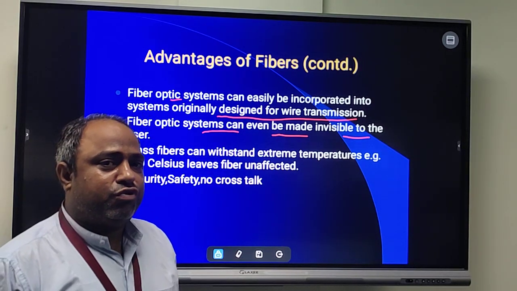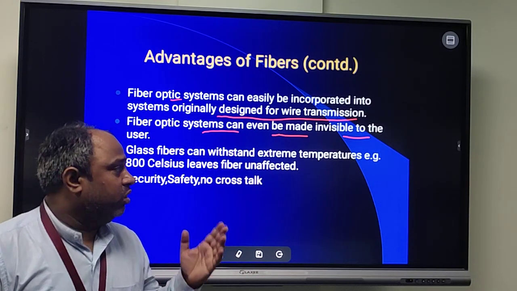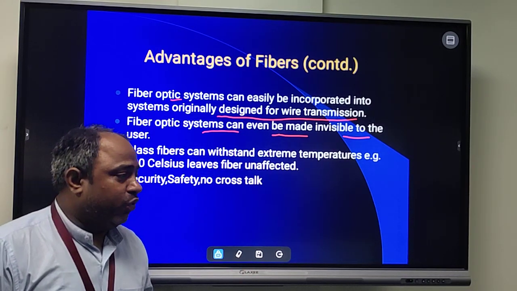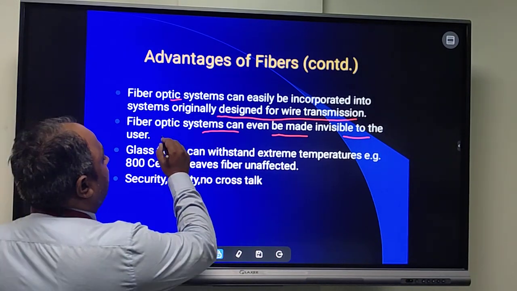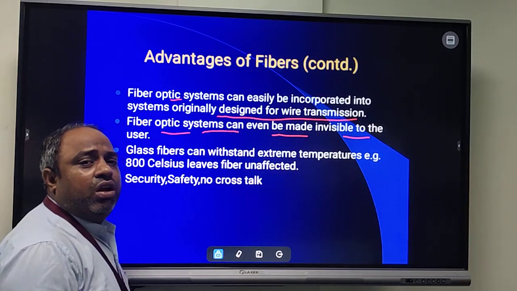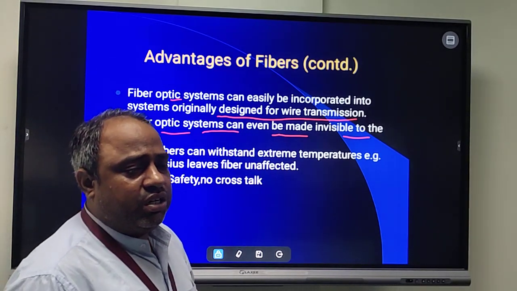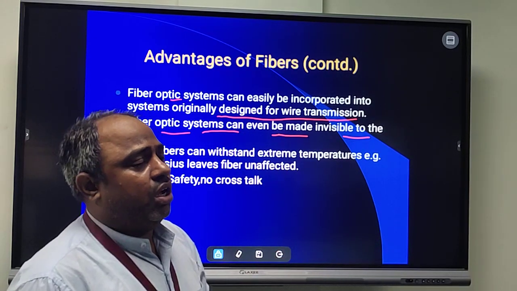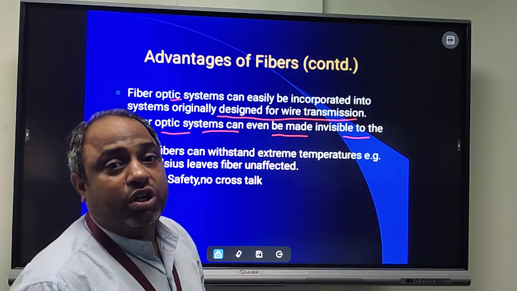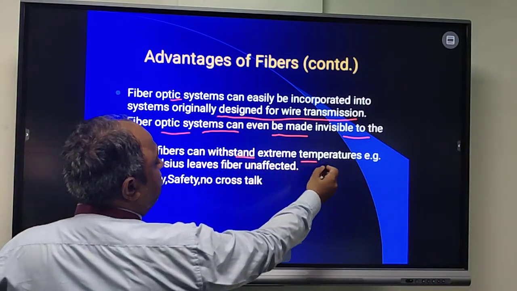That optical fiber is used for information sharing, and people never find out what kind of cable is being used to share the information. The beauty of the optical system is that it is totally invisible to the source and the destination. It is none of the business of other optical or communication networks. Now, glass fibers can withstand extreme temperature.